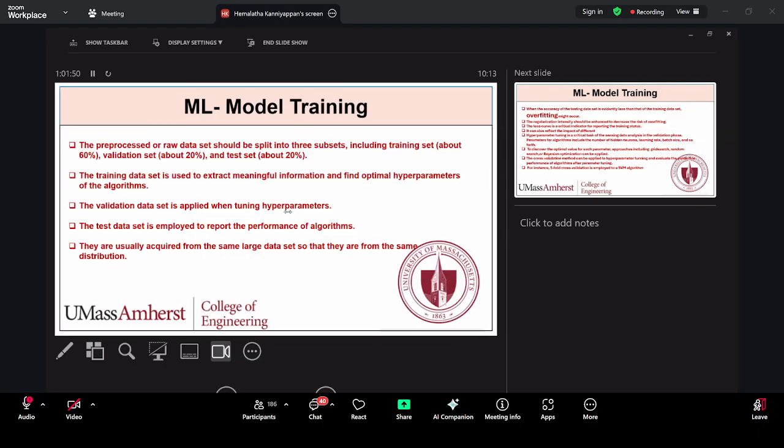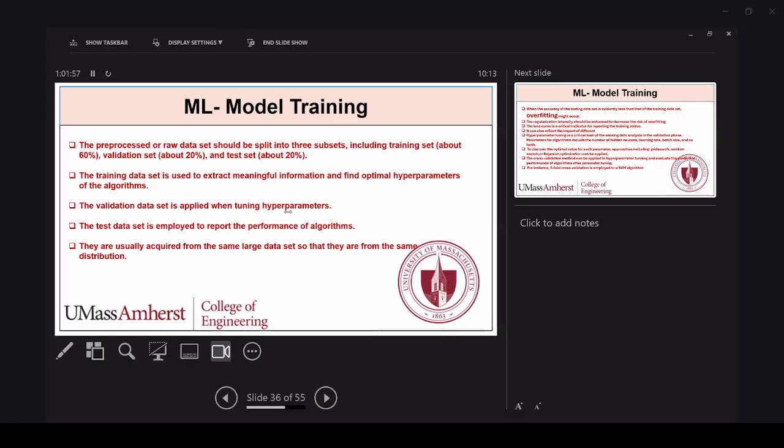So, how do we train the model? I think from the explanation in the previous talks, you will know that to train the model we split the data into a training set of about 60%, validation about 20%, and test data about 20%. The training data is the exact meaningful information and the hyperparameters. The validation data is used while tuning the hyperparameters and other outer layer parameters, and the test data is employed to report the performance of the algorithm.